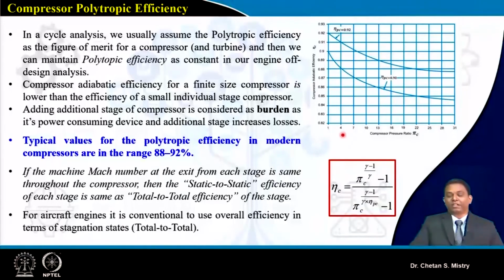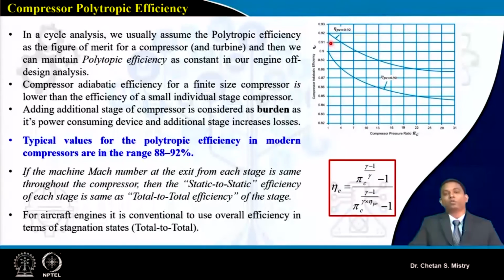Suppose I am looking for a pressure ratio of 4. For that pressure ratio, if my polytropic efficiency, or per stage efficiency, is 90%, that gives me an adiabatic efficiency of 88%. Remember, 90% and 88%, that is a big difference. In the same way, if I take my polytropic efficiency as 92%, I am able to get my adiabatic efficiency to be about 91%. So just understand what it says.